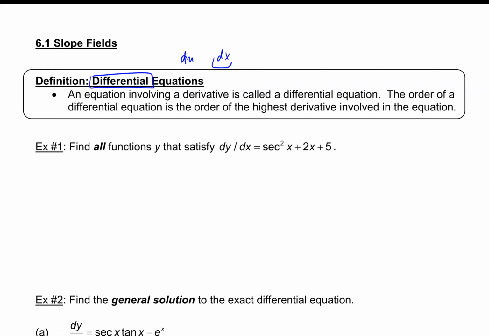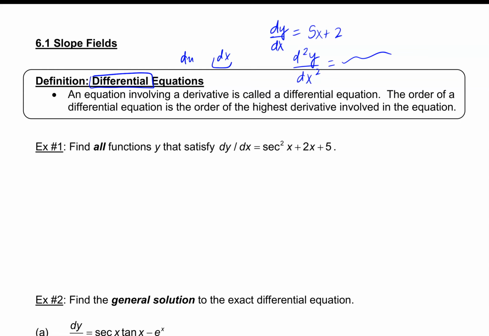So a differential equation is an equation involving a derivative. The order of a differential equation is the order of the highest derivative involved in the equation. So if I have something like dy/dx equals 5x plus 2, this is first order, versus d squared y over dx squared, that's a second order differential.